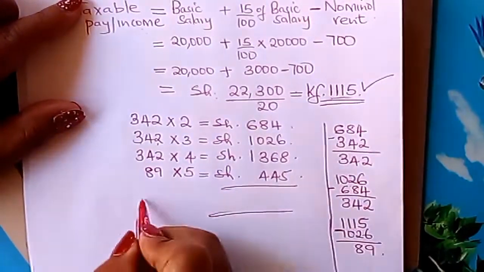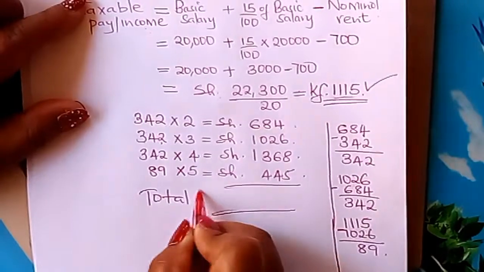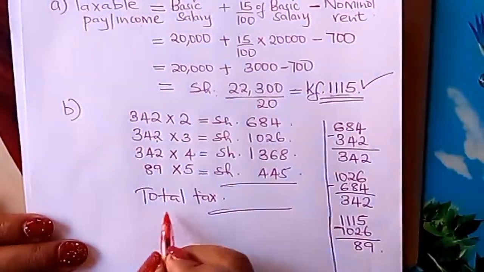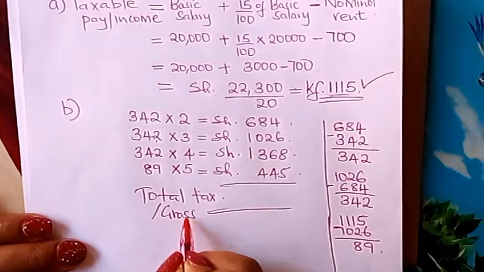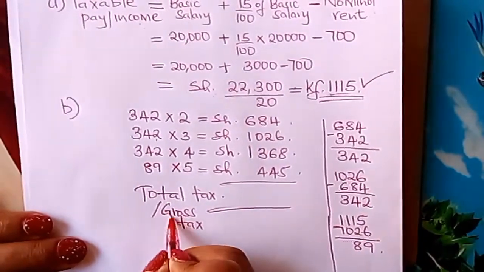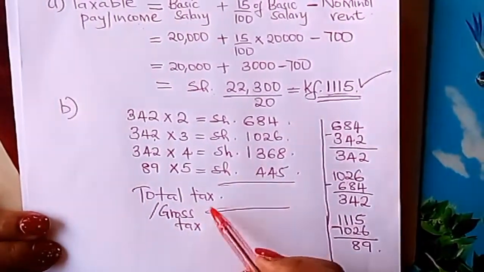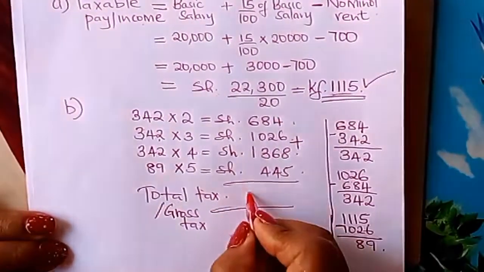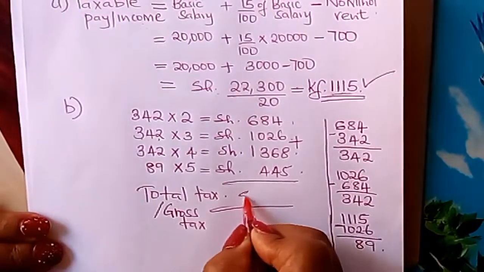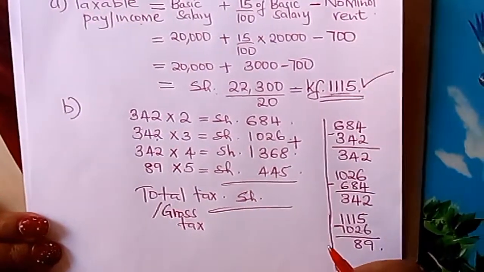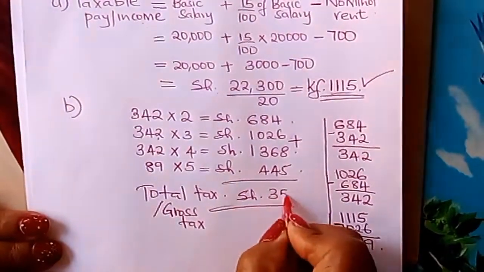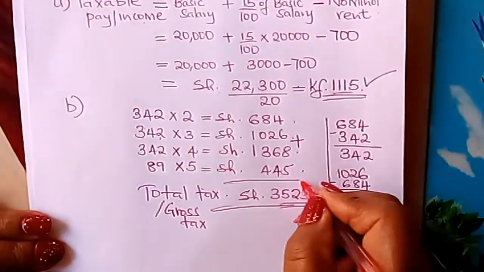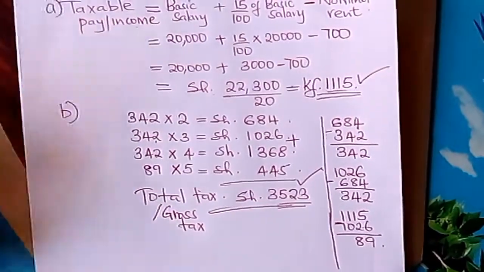And therefore, Lana, we now get our total tax, the immediate tax from the table, which we also call the gross tax. It is important to get these terms, learner. So to get this, you just add all of these, and adding, you will get Kenya shillings 3,523. There we are.